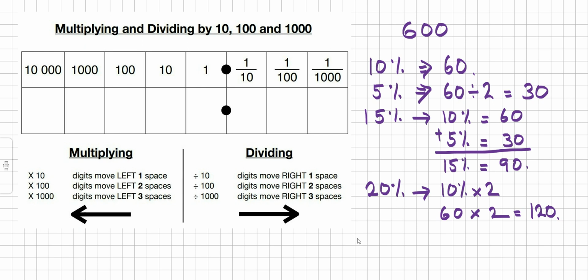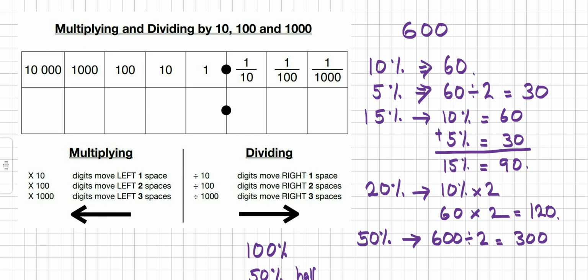It's also quite useful to know about 50%. So 50% of 600 is just going to be 600 divided by 2, which is 300, because we know that 50% is a half. If 100% is everything, then 50% is half. Or we can write it like that. So 50% is easy for us to find.